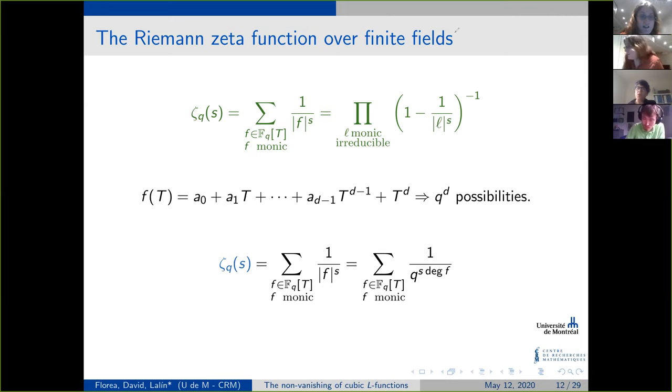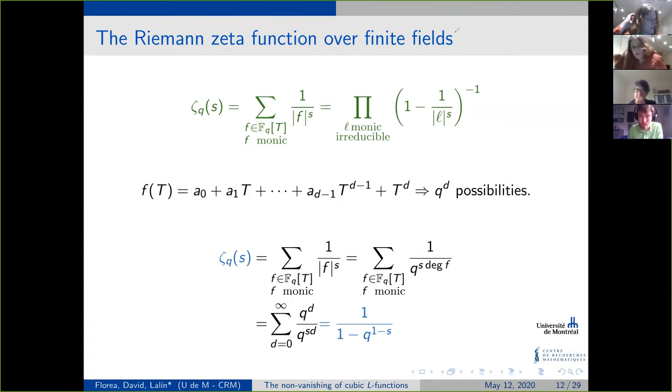And so instead of summing over polynomials, let's sum over all the possible degrees. So we sum from d equals 0 to infinity, and we count the number of terms that we have with 1 over q to the sd, and that number of terms is given by q to the d, which is the number of polynomials that have that degree. Then you apply the geometric series summation, and you get 1 over 1 minus q to the 1 minus s. And that's the zeta function here. So it's very, very nice.